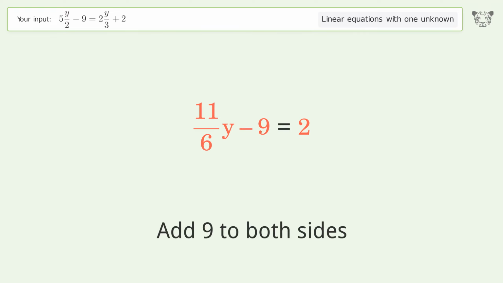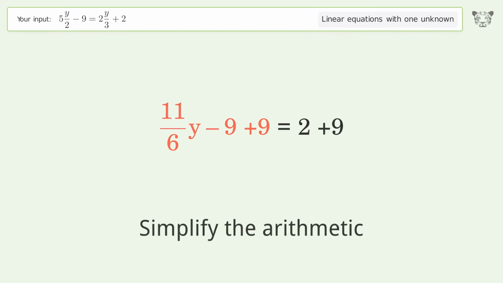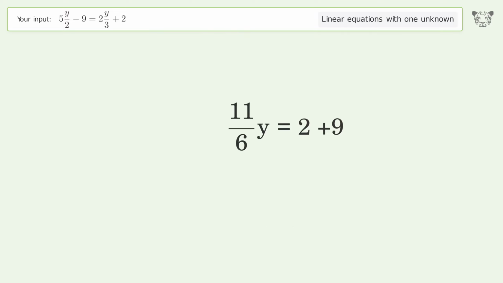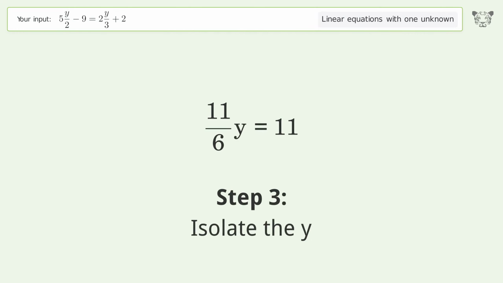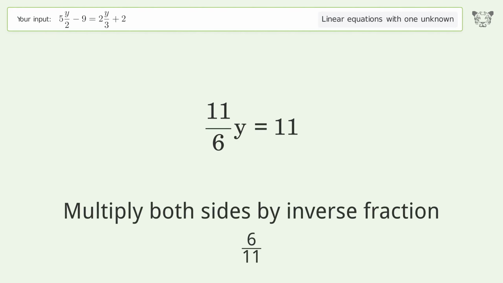Add 9 to both sides. Simplify the arithmetic. Isolate the y. Multiply both sides by inverse fraction 6 over 11.